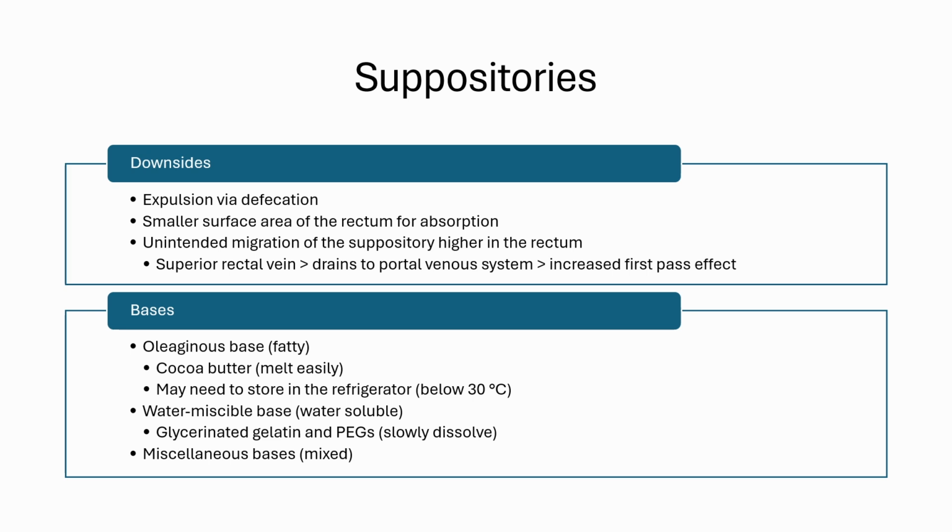Suppositories are made of a couple of different bases. They can be made of oleaginous bases, which is a fatty base, usually cocoa butter, which melts easily. These usually require the suppositories to be stored in the refrigerator. Or they can be made of water miscible bases. These can be glycerinated gelatin or polyethylene glycol, which slowly dissolves, or they can be a mix of both oleaginous components and water miscible components.